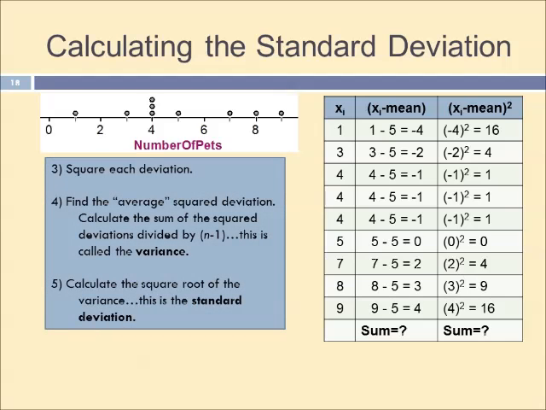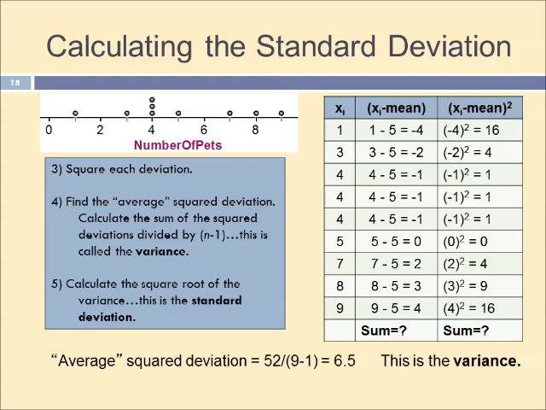Square each deviation, and then we find the average squared deviation. So we calculate the sum of the squared deviations, and we divide by n minus 1. This is called the variance. And then we take the square root of the variance, and that is called the standard deviation.